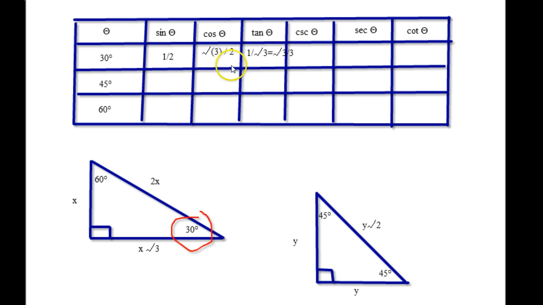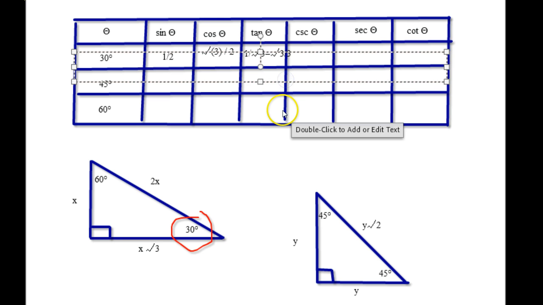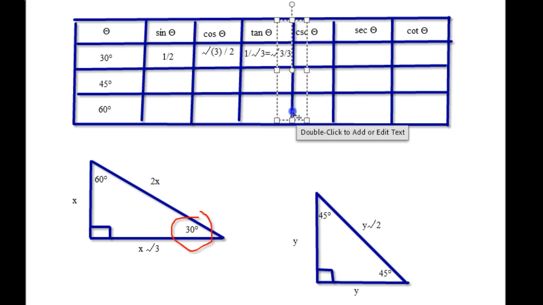Okay, and that one's going to be kind of squished in here. I'm sorry about that. Here, watch. We'll move this one over. There we go.